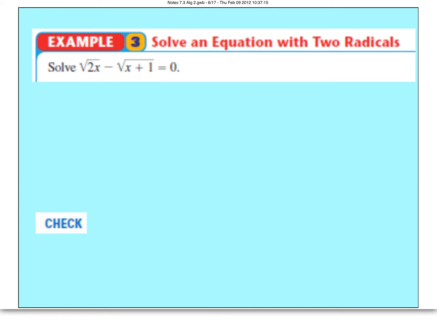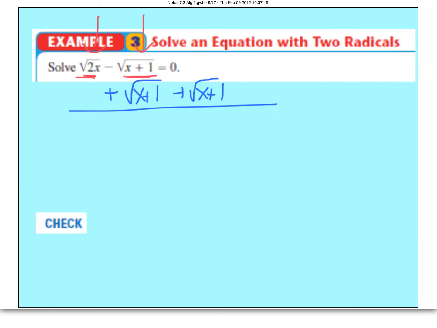Here's a different type to look at, when we have two radicals separated with a plus or minus sign. It looks complicated, but it's actually pretty easy. Here's the trick. We have this radical here and this radical here. What you want to do, as step 1 suggested, is get them on separate sides, so one radical on one side. So I'm going to keep the square root of 2x there. I'm going to move this one right here, which is minus the square root of x plus 1. To move minus, I'm going to add, and I'm going to do it over here. Now I'm left with the square root of 2x is equal to the square root of x plus 1.